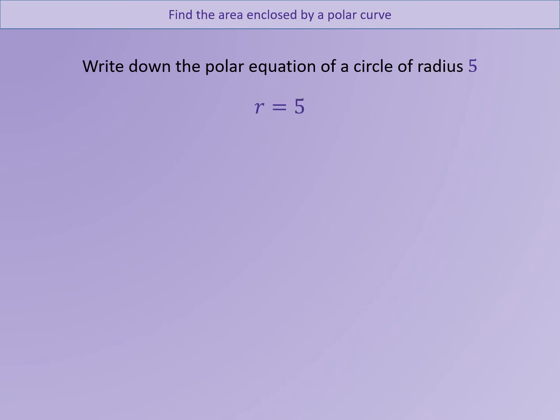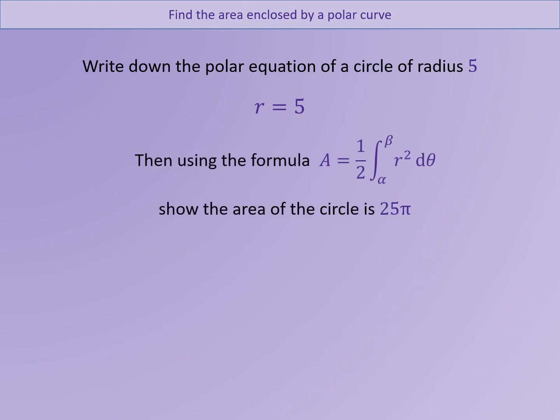r equals 5, which makes sense because whatever your angle is, you just go out 5, and you're going to produce a circle of radius 5. So it's very easy to plot a circle in a polar curve. It's a lot harder to plot a straight line on a polar curve. So you can plot a circle by doing r equals 5.